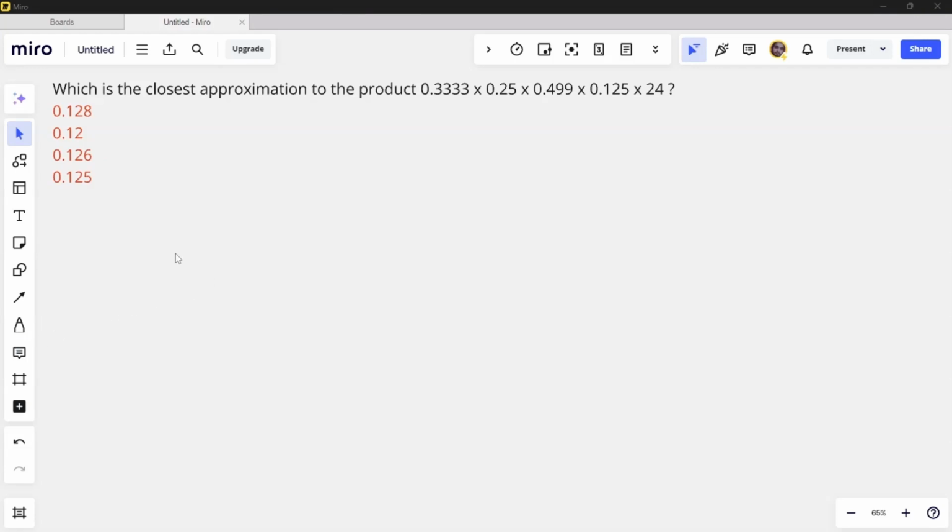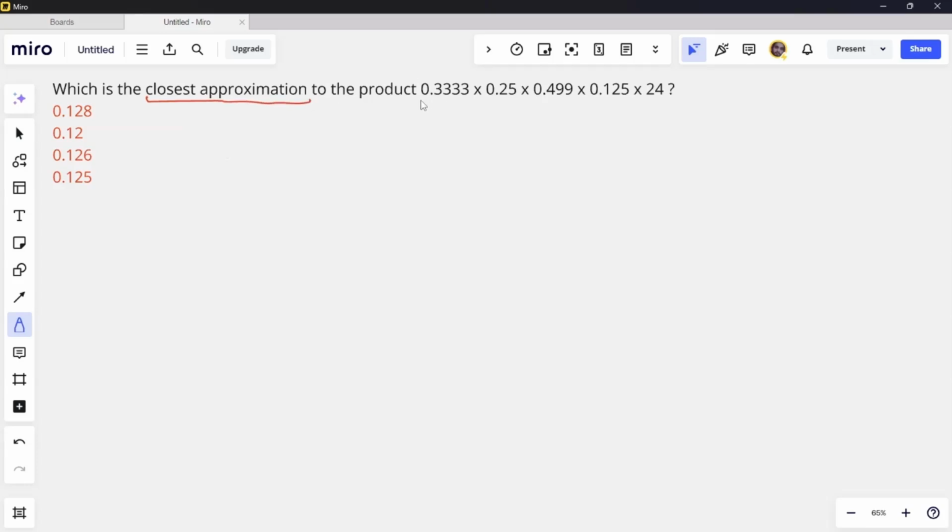So as you can see, this is our question. Which is the closest approximation to the product 0.3333 into 0.25 into 0.499 into 0.125 into 24? Please pay attention here. We have to tell the closest approximation, not the exact. We have to tell the closest approximation.